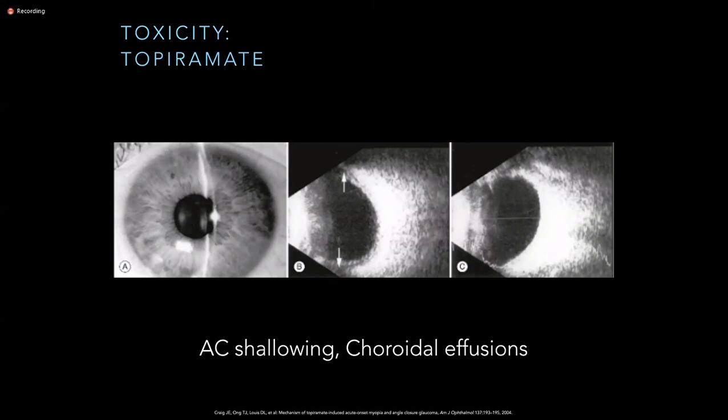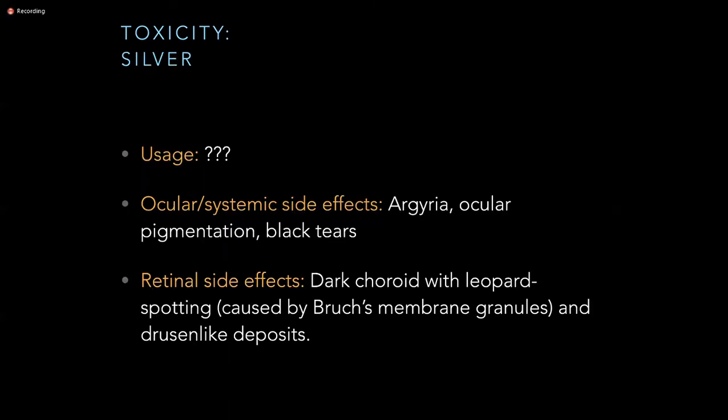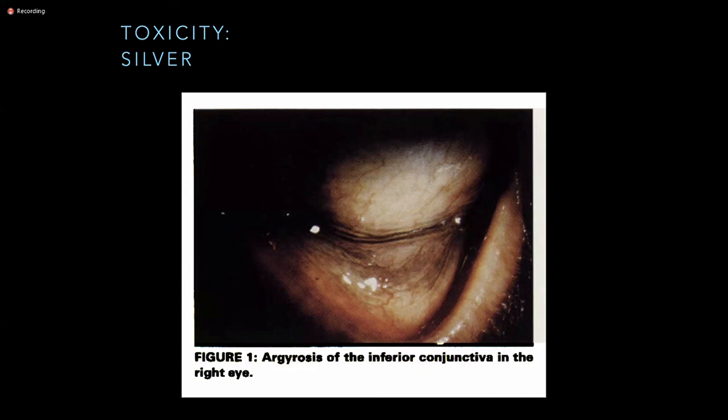Silver, there really is probably no good reason to ingest it, but patients sometimes will. And systemically, you can get argyria, you can get ocular pigmentation, you can get black tears. With retina, you can get a dark choroid appearance with these leopard spots, which are caused by granules in Bruch's membrane, as well as some drusen-like deposits. This is a picture I took right from the book showing argyrosis, or this sort of silver deposition in the conjunctiva of one eye.